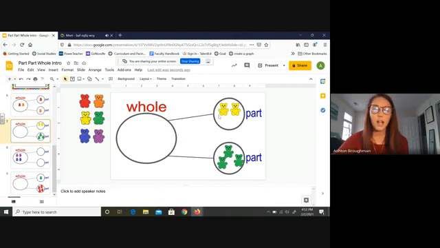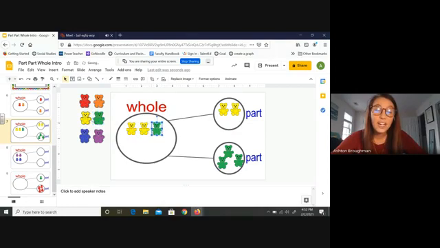So one of our parts is two yellow teddy bears, and the other part is three green teddy bears. So what should be in my whole? Think about that for just a second. What should I put in my whole? That's right. I should have two yellow teddy bears in my whole because that is one of my parts. What else should be in my whole? That's right, three green teddy bears. Good job, boys and girls.